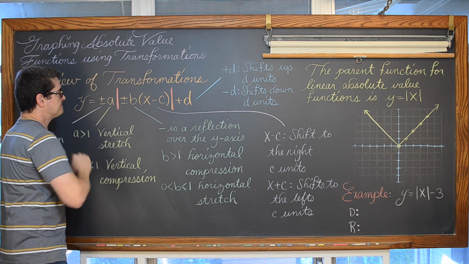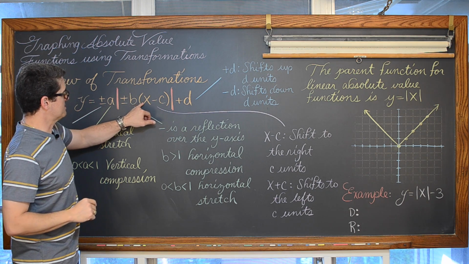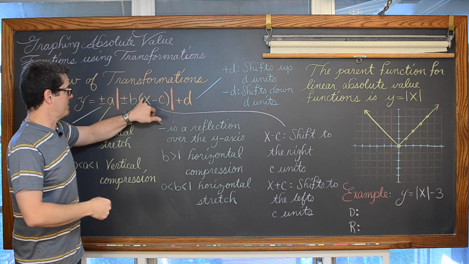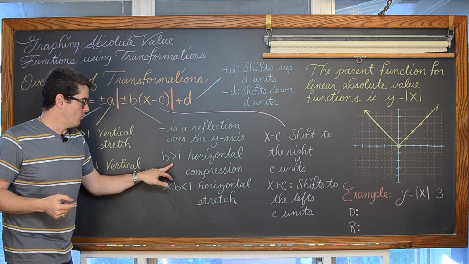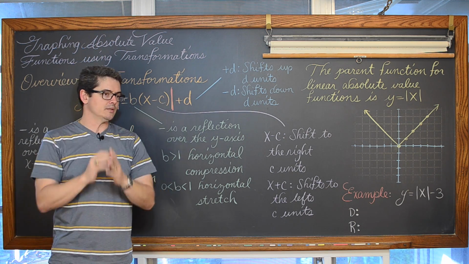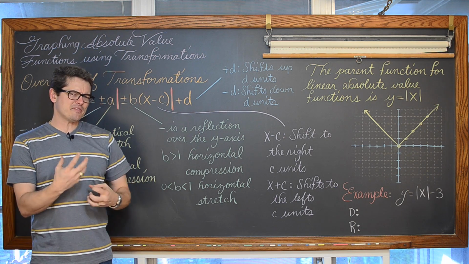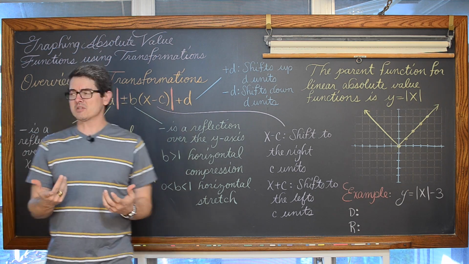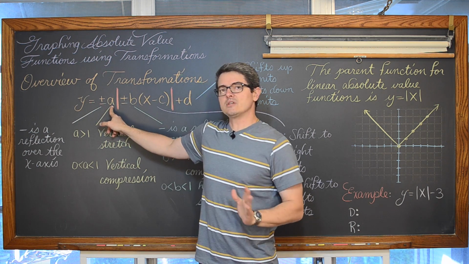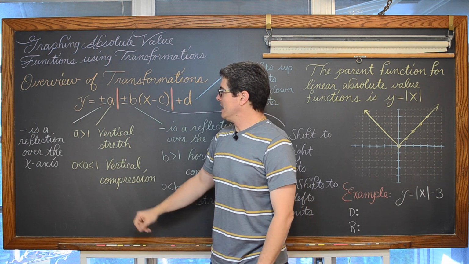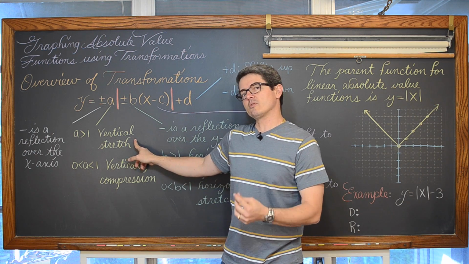And if b is in front of the parentheses, or even inside the parentheses in front of the x, if that b is greater than 1, that's going to be a horizontal compression. Transformations inside the math function kind of always do the opposite of what you expect. If the leading coefficient out in front of the absolute value function is more than 1, it's going to be a vertical stretch.